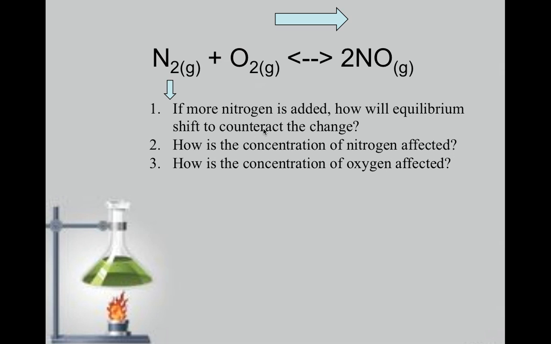How is the concentration of oxygen affected? Well, again, we're shifting to the right, which means we're making more products. In order to make more products, we use up our reactants. So the concentration of oxygen would also be decreasing.